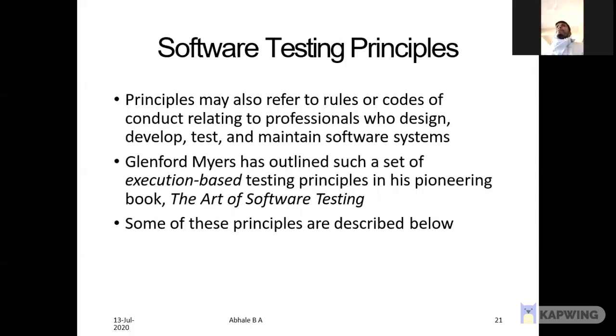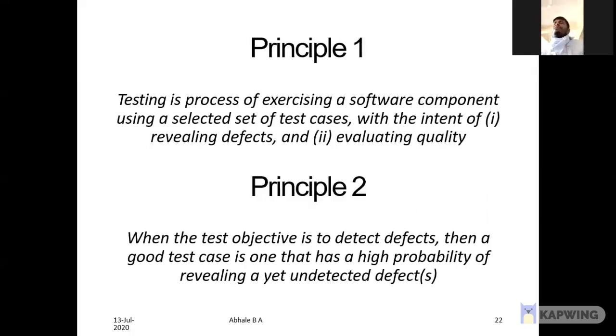Principles may also refer to the rules or codes of conduct relating to professionals who design, develop, test, and maintain software systems. Here, the developer should know the developing principles, the tester should know the testing principles, and he should have knowledge of software engineering. All these are some types of principles. Glenford Myers outlined such a set of execution-based testing principles in his book, The Art of Software Testing. So we'll go through some principles of software testing.